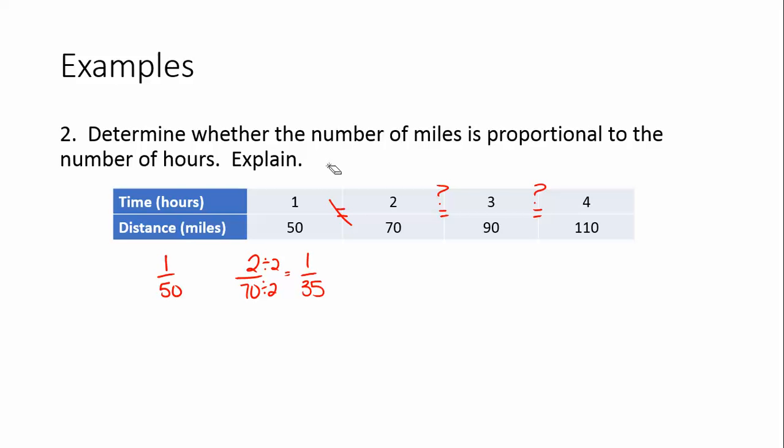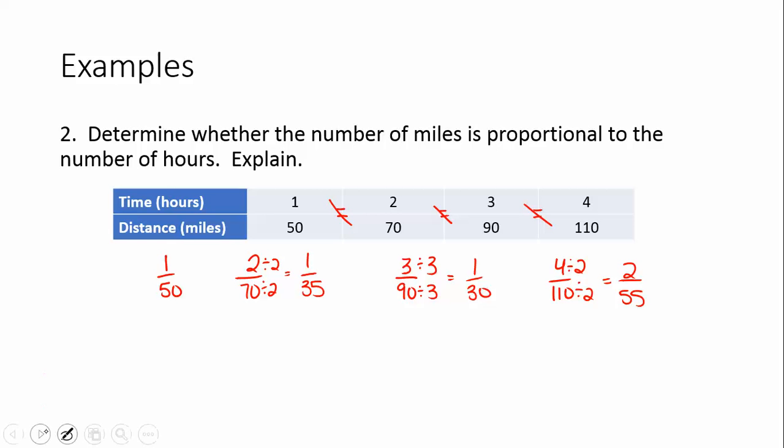Therefore, the number of miles is not proportional to the number of hours. And you could continue to check if you wanted to. 3/90, those both reduce by 3, so that gives us 1/30th. So you can say then that one's not equal as well. And finally, 4/110, those both reduce by a factor of 2 to give us 2/55. So you can see that none of those rates are equal. So the number of miles is not proportional to the number of hours.